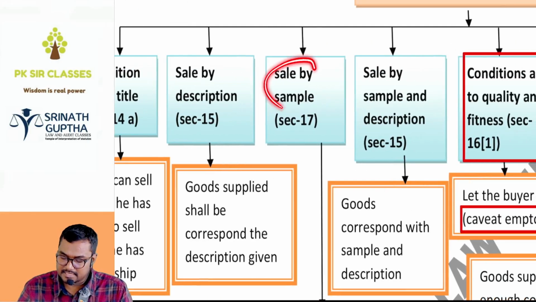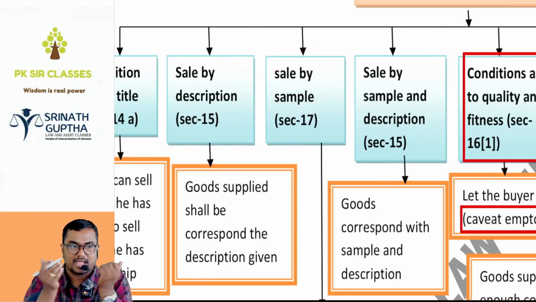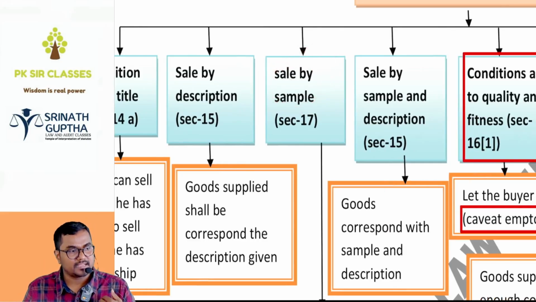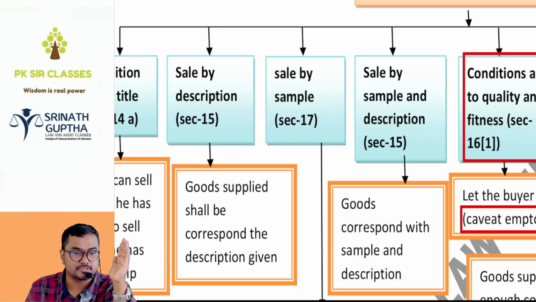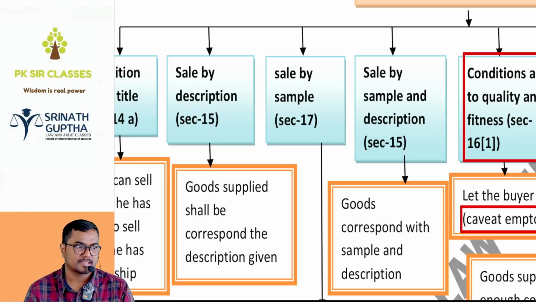Next, condition as to sample. Goods delivered should correspond with the sample given. However, it is the duty of the seller to give a reasonable opportunity to the buyer for comparing the sample with the tendered goods. And goods should be free from hidden defects. Hidden defects, for apparent defects, who is liable? Buyer only is responsible. For hidden defects, seller will be liable.